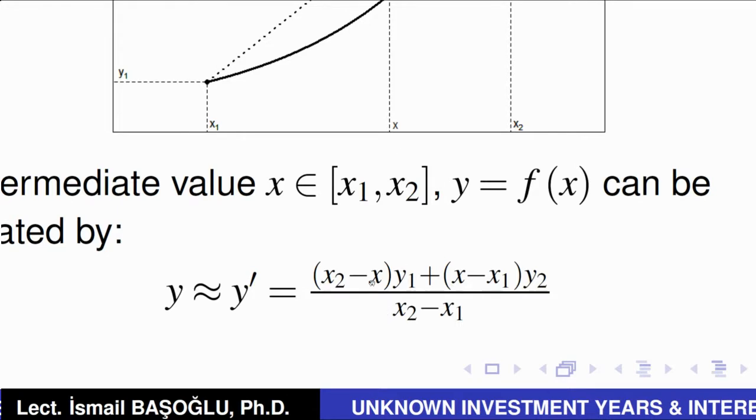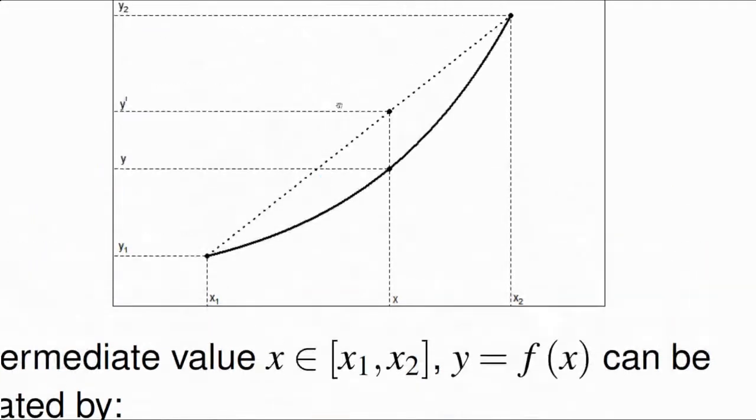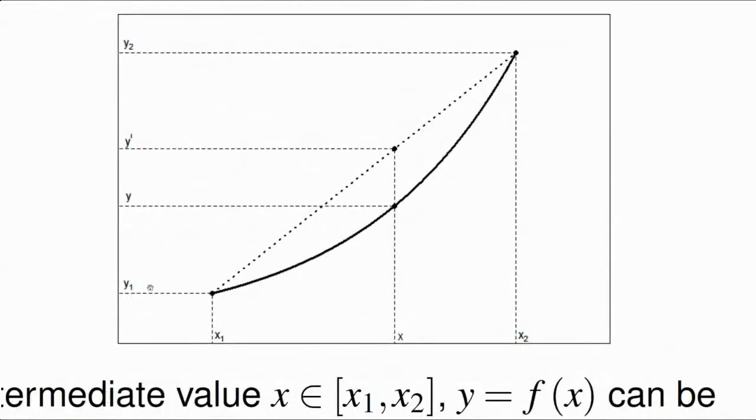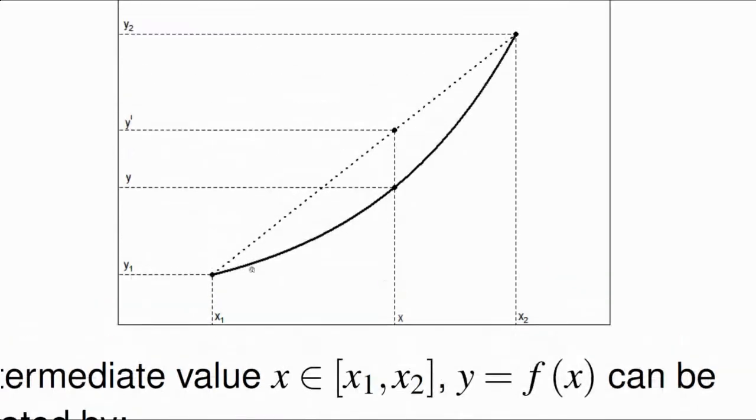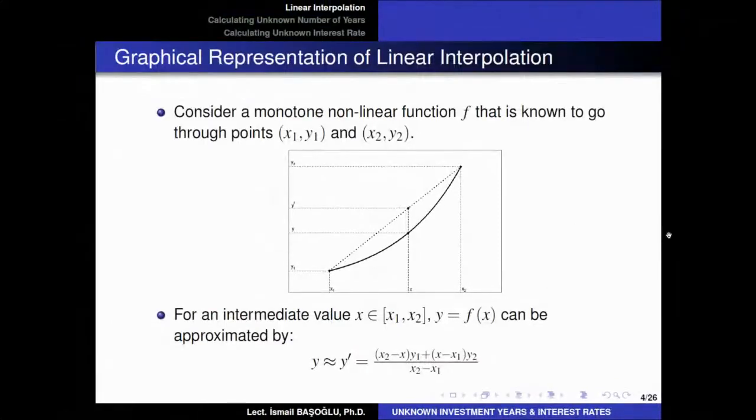Now, why are we doing this? Because of the similarity of the triangles. As you know, the proportion of the distance between y prime and y1 and y2 and y prime will exactly be equal to the proportion between x and x1 and x2 and x. Okay, so we know this by the similarities of triangles from our earlier education in high school or middle school, and we can use that fact to linearly interpolate a function between 2 points, and we can find the approximate value by this linear interpolation. All right, so this is how it works.